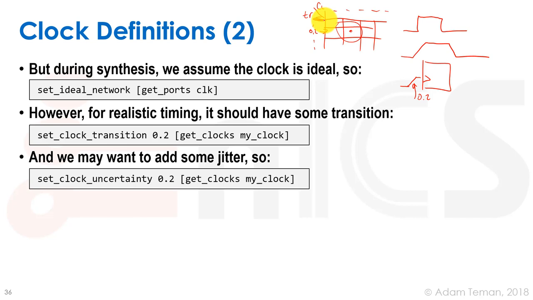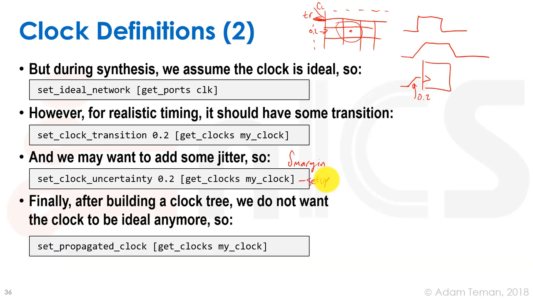Okay, we might also want to add some jitter. Jitter we'll talk about later, but if we want some sort of jitter, we define that as clock uncertainty. That's part of our delta margin that we showed before. So we say set_clock_uncertainty 0.2. We can add it to hold and setup separately by adding something like -setup. So that's an option, to add uncertainty to our clock.